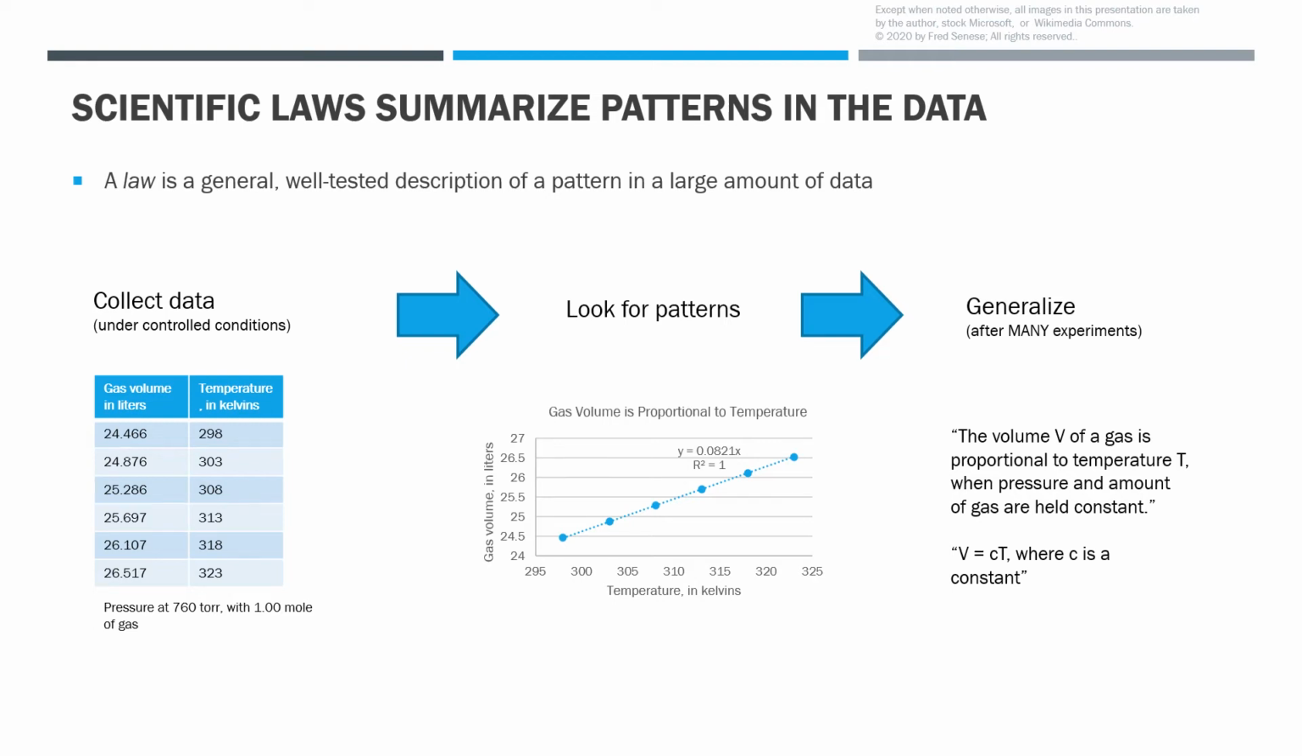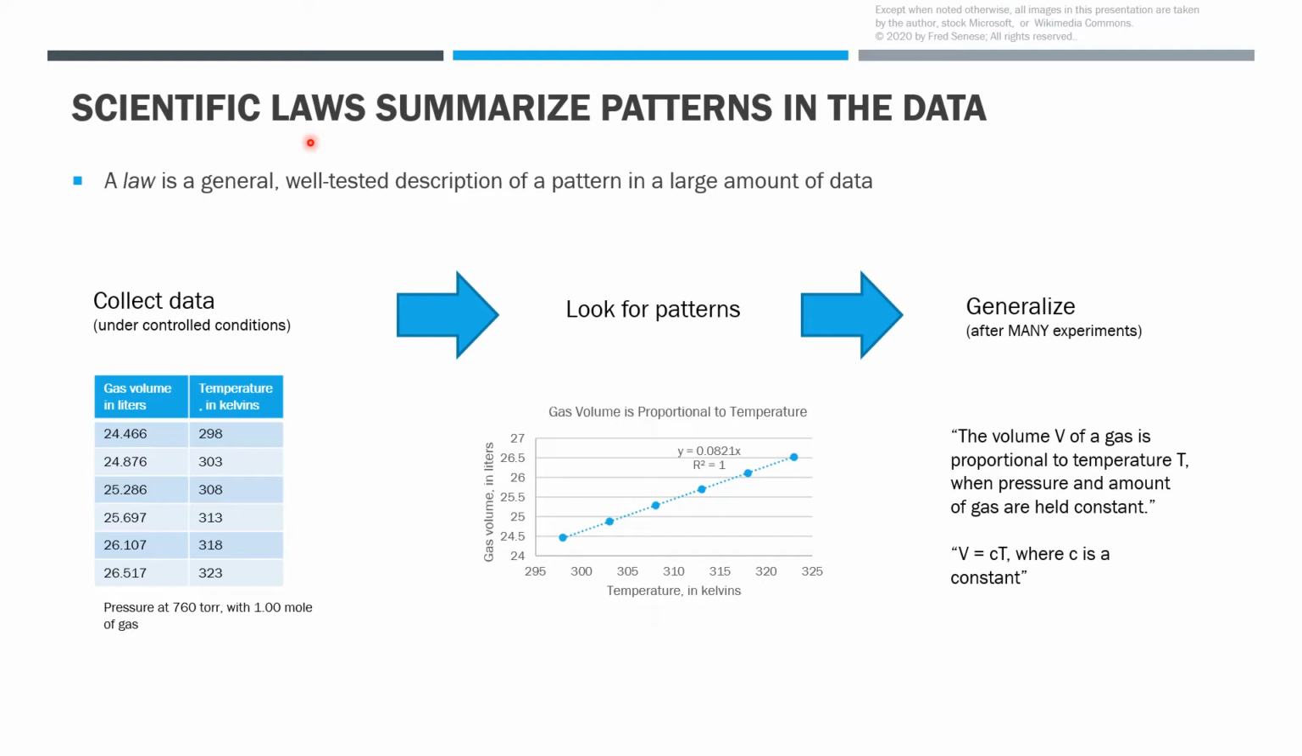So often you have huge amounts of data, and you have to make some sense of it before you can draw conclusions. So we look for patterns or relationships between the variables in our search for some meaning. A well-tested conclusion about a pattern or a relationship in the data is called a law.